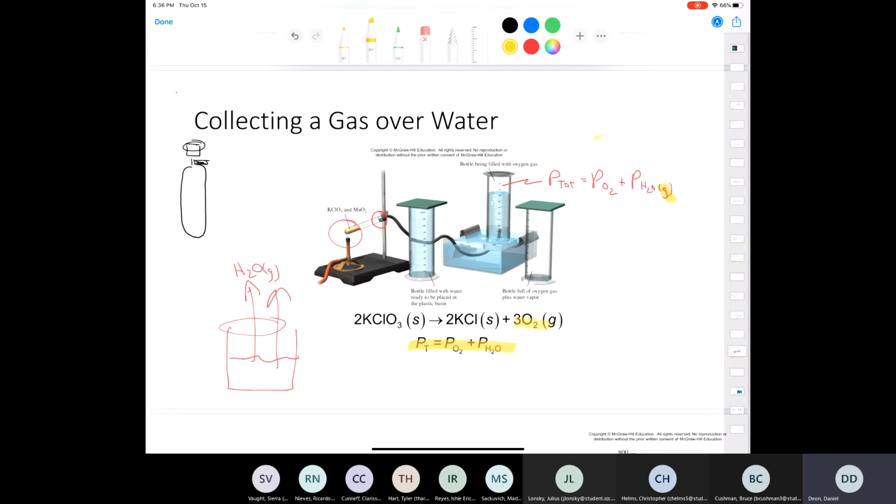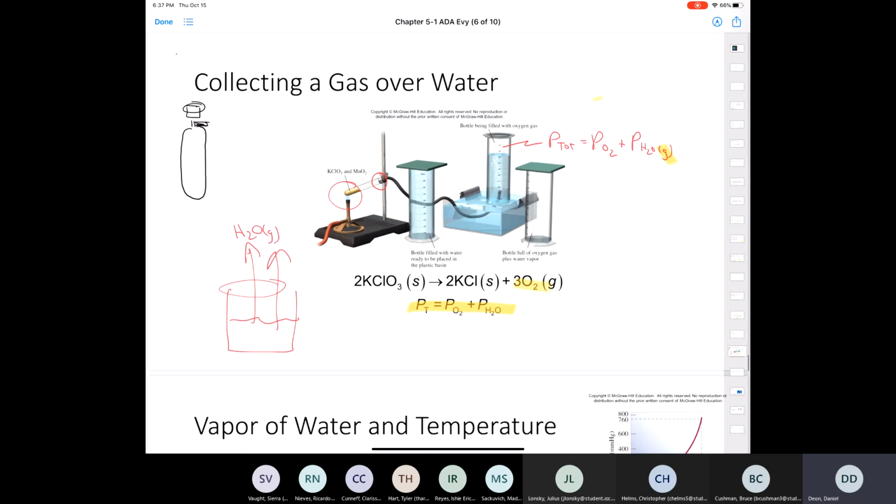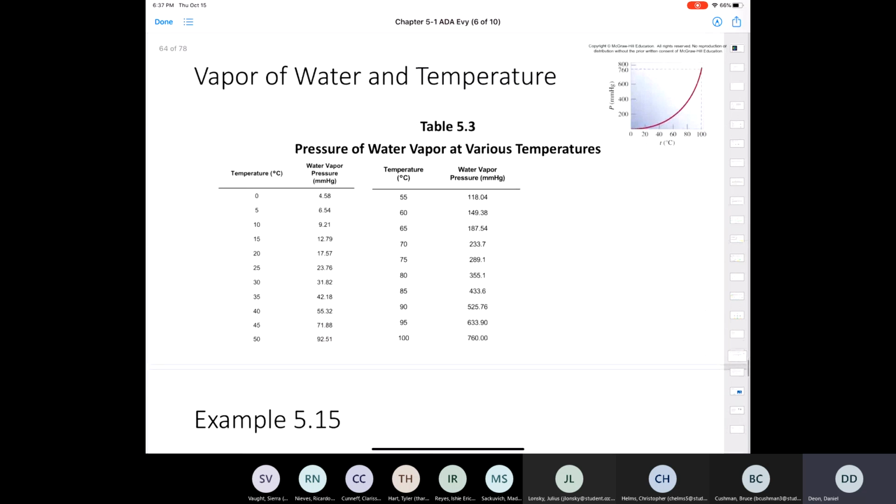Now you're probably thinking, well, come on, Mr. Dion, you just said that you're in the lab, you're doing a reaction at atmospheric pressure. Really, man, how much pressure can water have at atmospheric pressure? Is it going to affect my answer? Well, the answer is yes, it will. And if you're wondering, how am I going to know what the water pressure is at a certain temperature? You look it up in a table, okay?